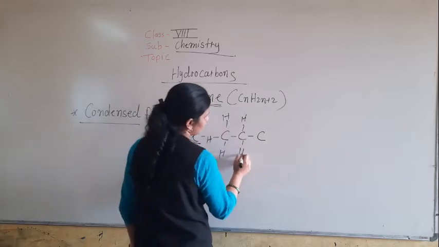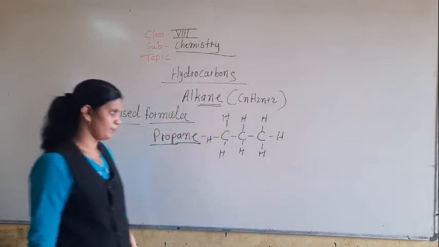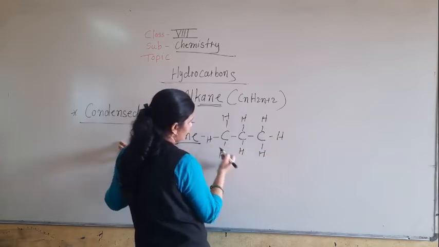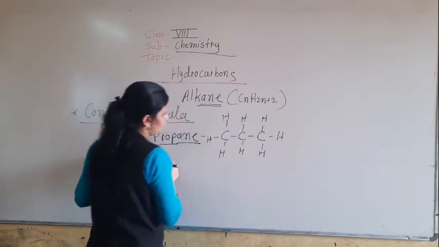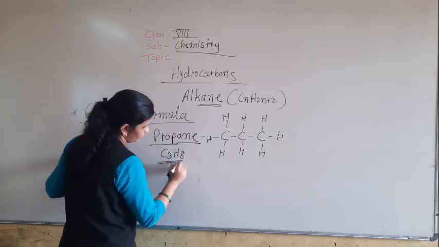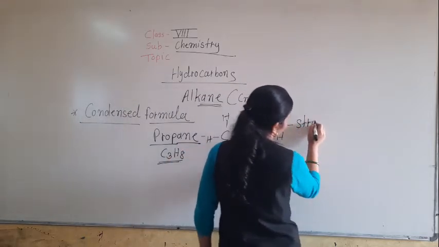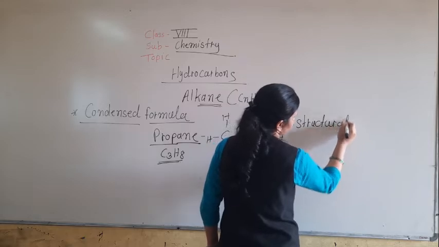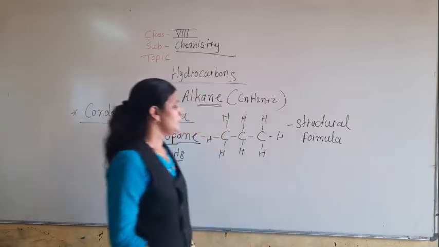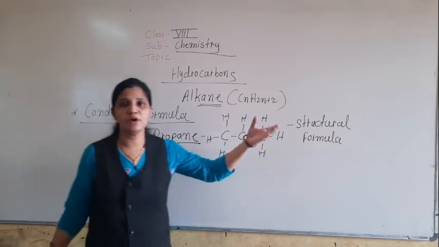See, this is the structural formula of propane. How many hydrogens? 1 2 3 4 5 6 7 8. So the molecular formula of propane is C3H8, and this is known as a structural formula. Now see, till now the structural formula is long, as you saw.